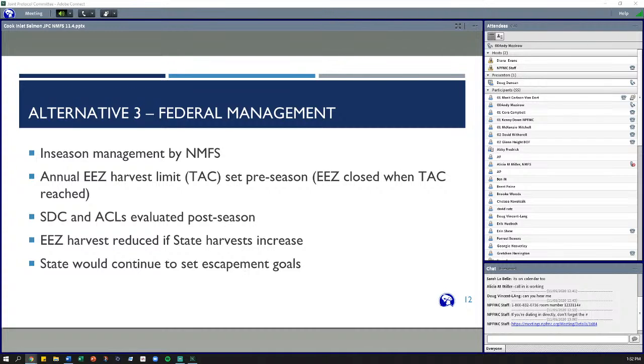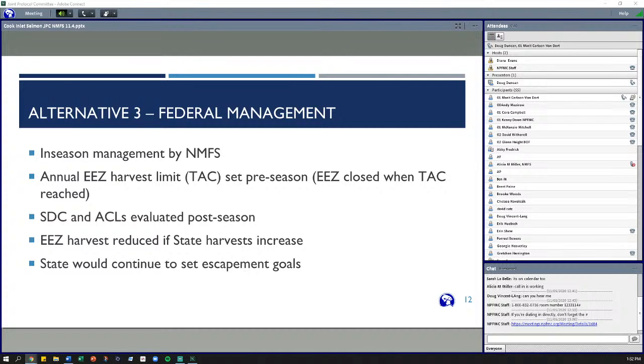Go ahead, Mark. Thank you, Mr. Chairman. So my question is just a clarification. I'm assuming that these TACs and the annual catch limits would be assigned or developed for each salmon species of interest in the Cook Inlet?